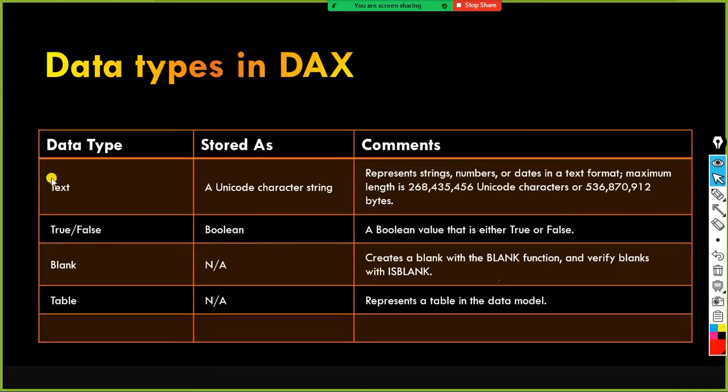And then we have the text data type. The text data type is a Unicode character string, and you can store the value in this range. True or false is your Boolean data type. And then blank: we have something called blank, and it's stored as NA, meaning not available. If you have any blank value in your data set, it'll be considered as a blank. And then you have another data type called table, which represents a table in the data model.